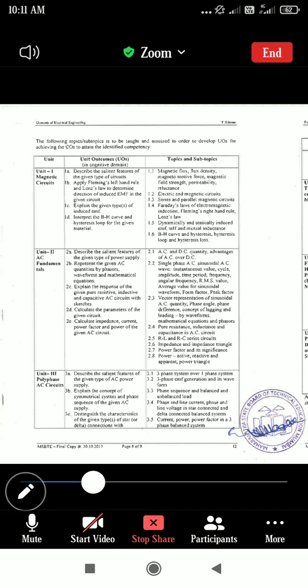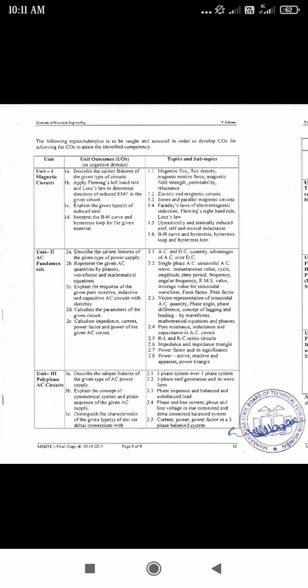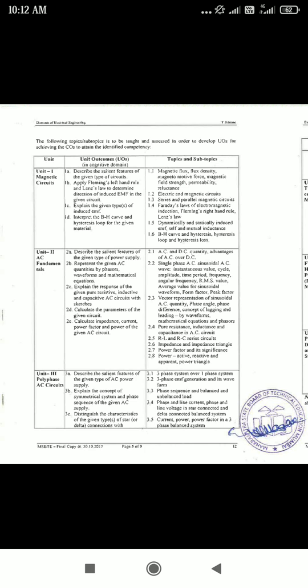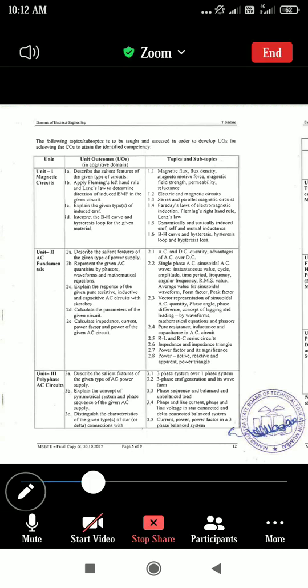Then unit number two, AC fundamentals. In this unit, we discuss the difference between AC and DC quantity. What is meant by AC quantity? What is meant by DC quantity? Then the definition of AC quantity, definition of DC quantity, then comparison of both AC and DC quantity. Also, we discuss the advantages of AC over DC.